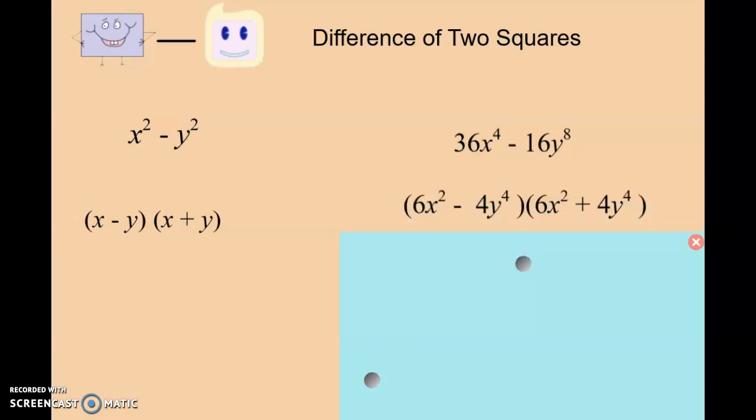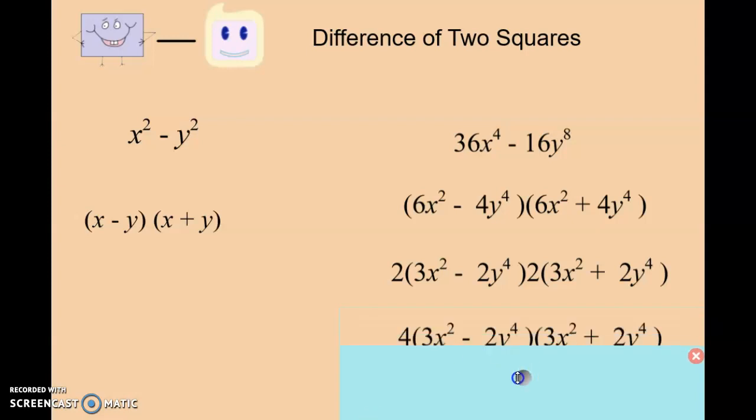Did you get this? If so, oh no. Look inside each one of these parentheses. If you look at each one of those binomials, there's still a common factor in there. I can take out the common factor of 2 in each of them and end up with 4, 2 times 2, 4 times 3x squared minus 2y to the 4th times 3x squared plus 2y to the 4th. What could you have done first that would have made this problem a little bit more simple?